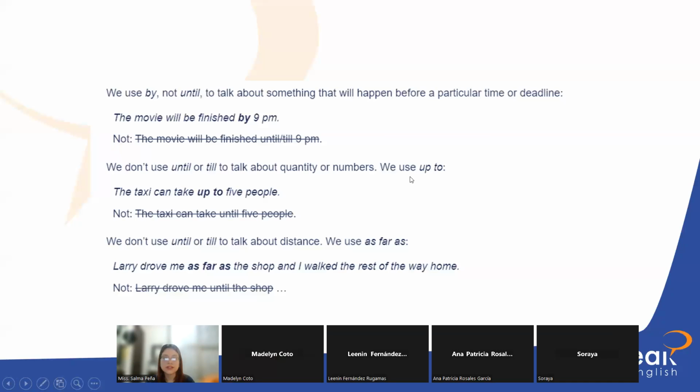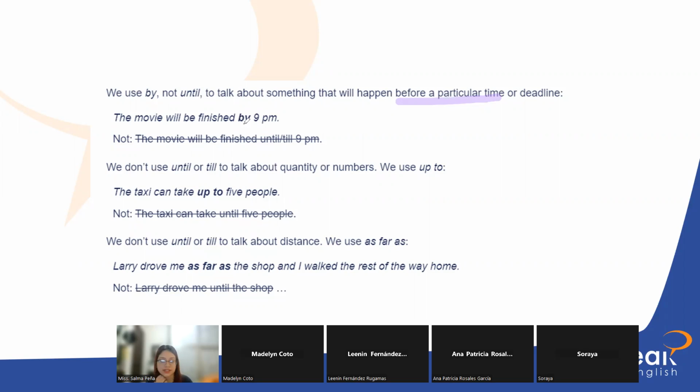Okay, give me a second. Any questions? You can explain again the use of by, please? I don't have it clear. Okay, yes. When we have something that will happen, and it's before a particular time, you know that the movie will finish at 9 p.m. That's why we use by. The movie will be finished by 9 p.m. You have the particular time. You have the specific period of time when the movie is going to finish.